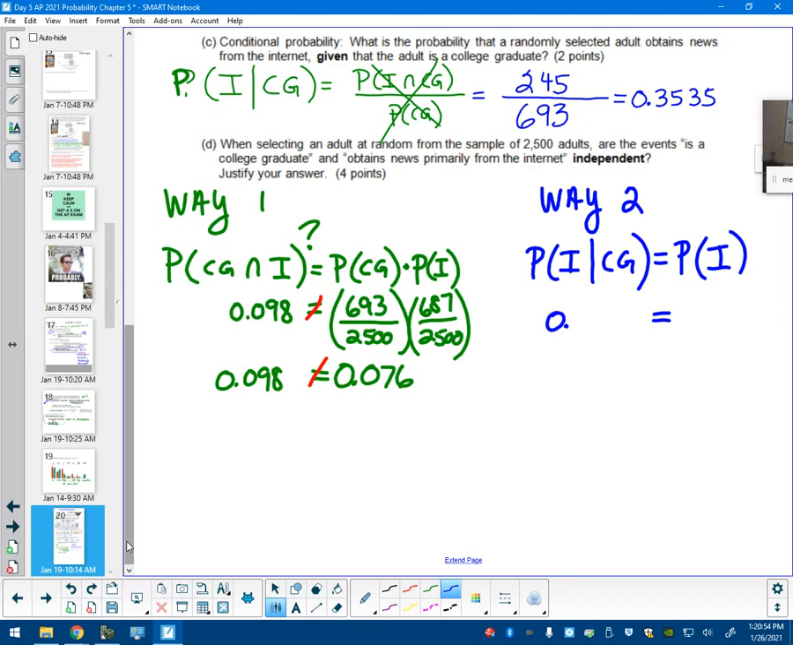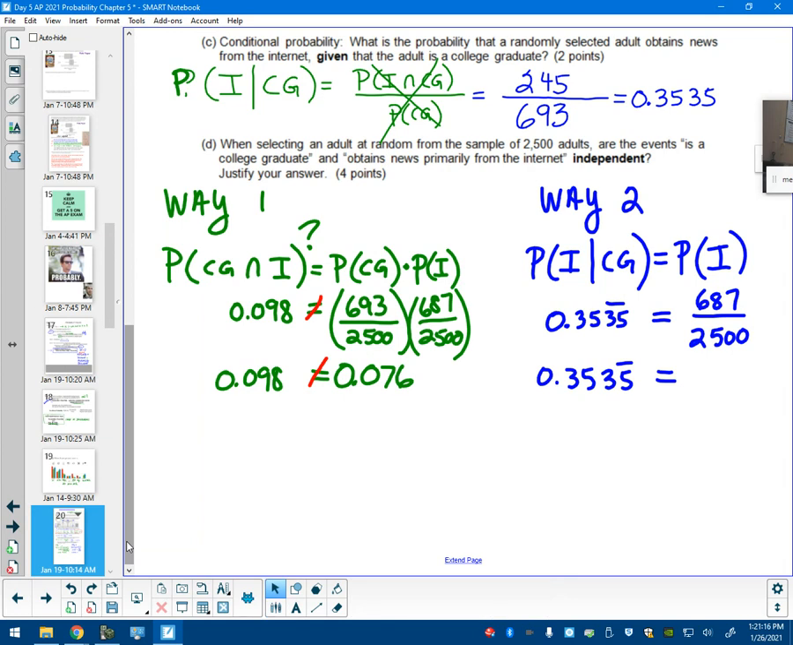Well, I already know that this is 0.3535. And the probability of I is that fraction over there, 687 divided by 2,500. And so I want to see if these are equal. All right, so what is 687 divided by 2,500? Mr. Nelson has been selected to give us that answer. 0.2748. Are those equal? No.